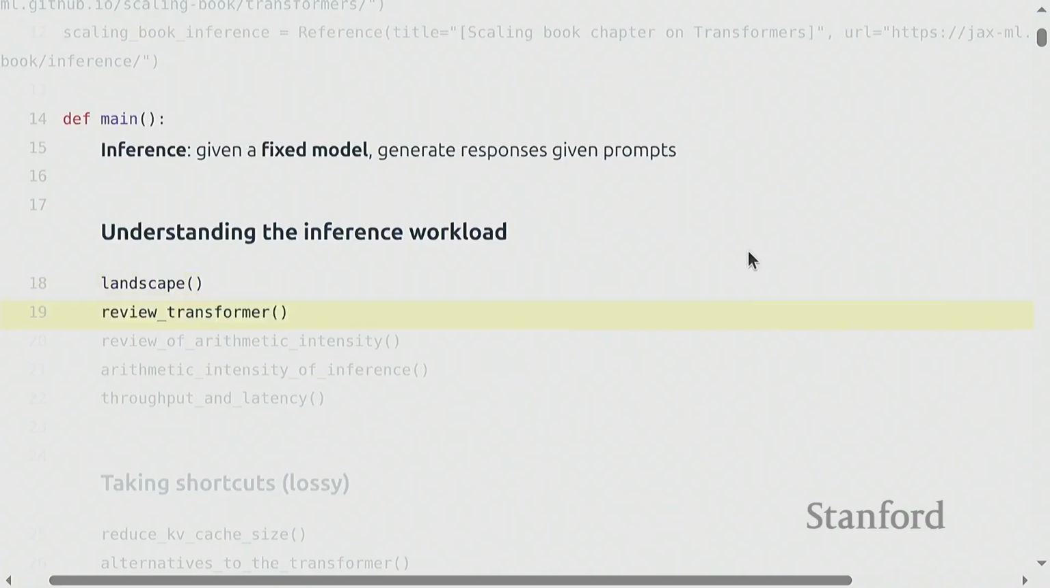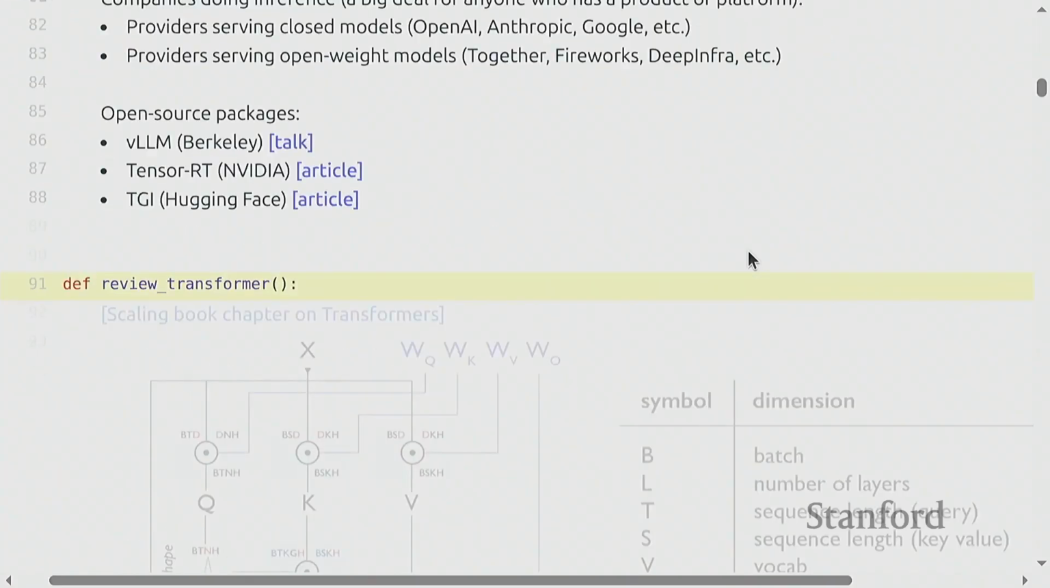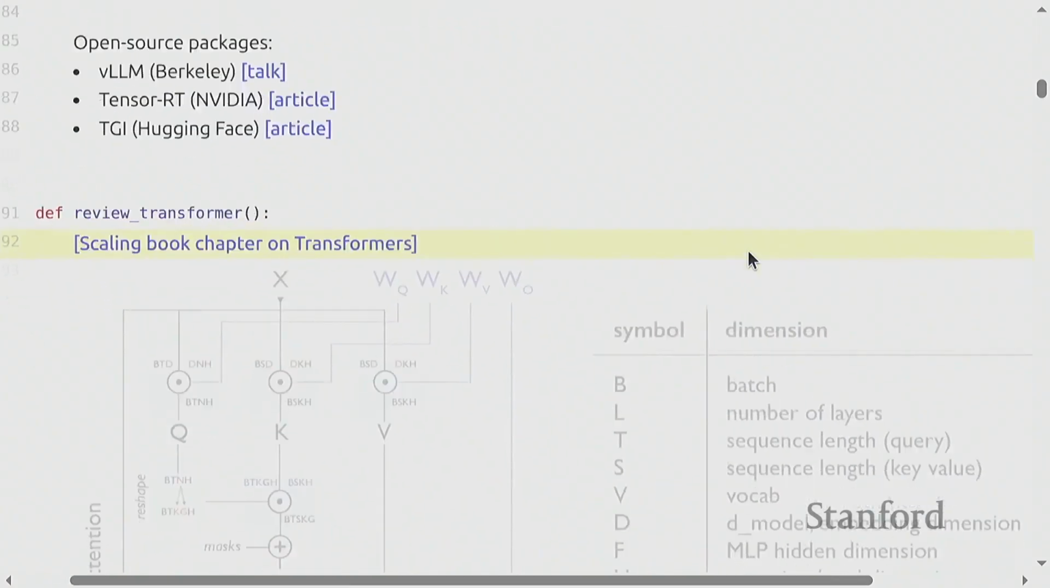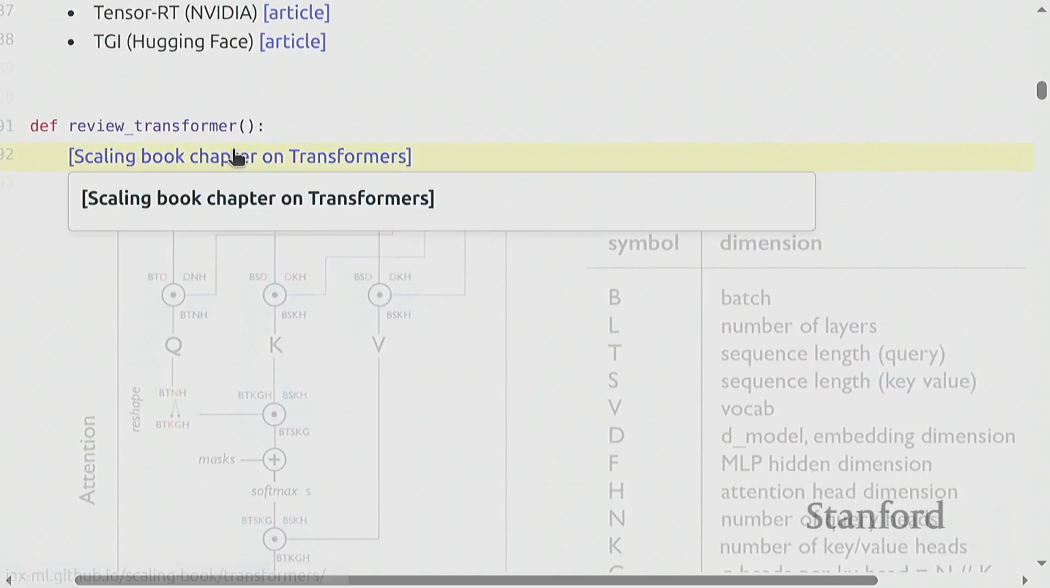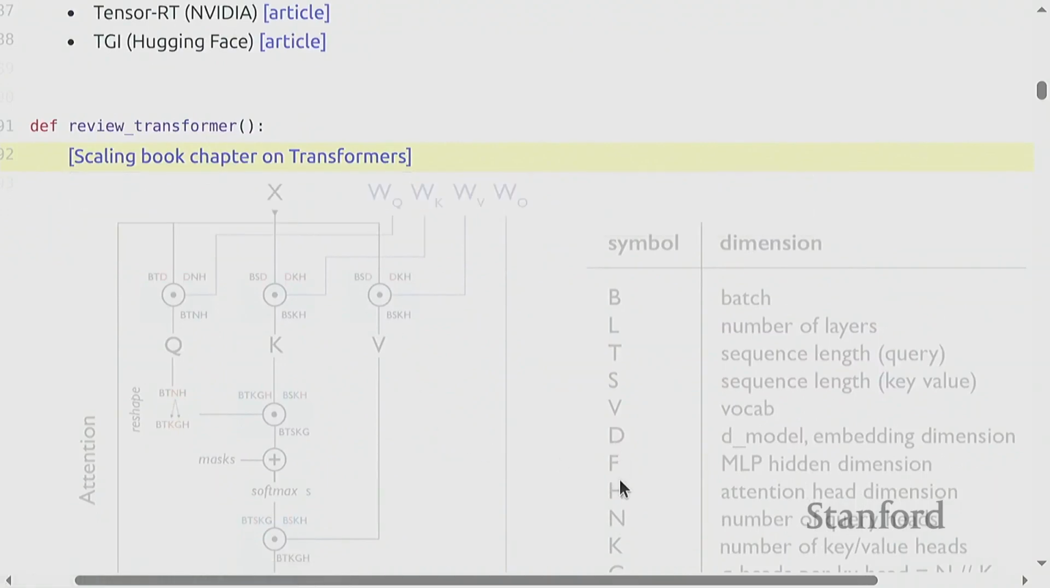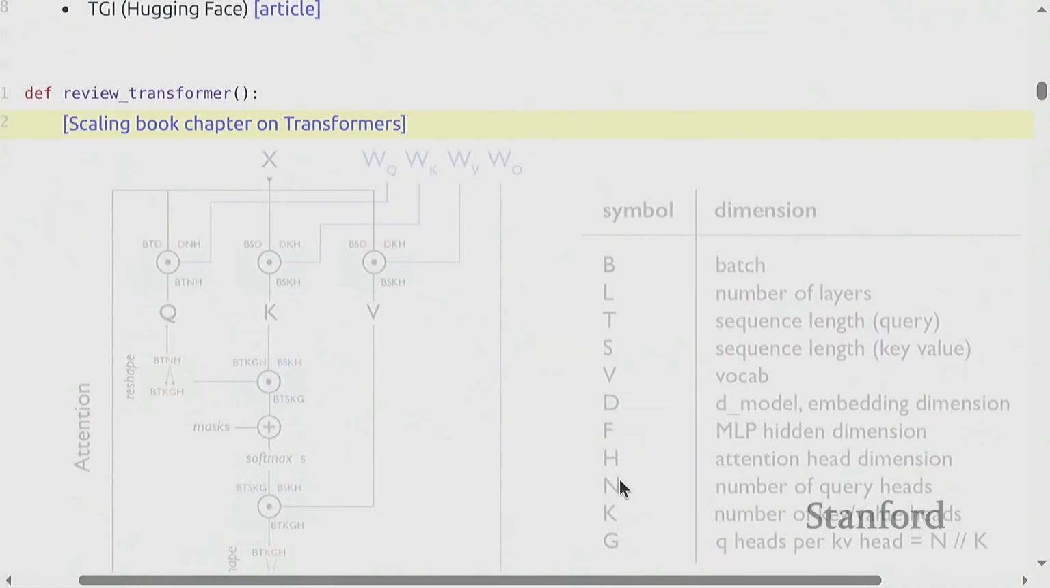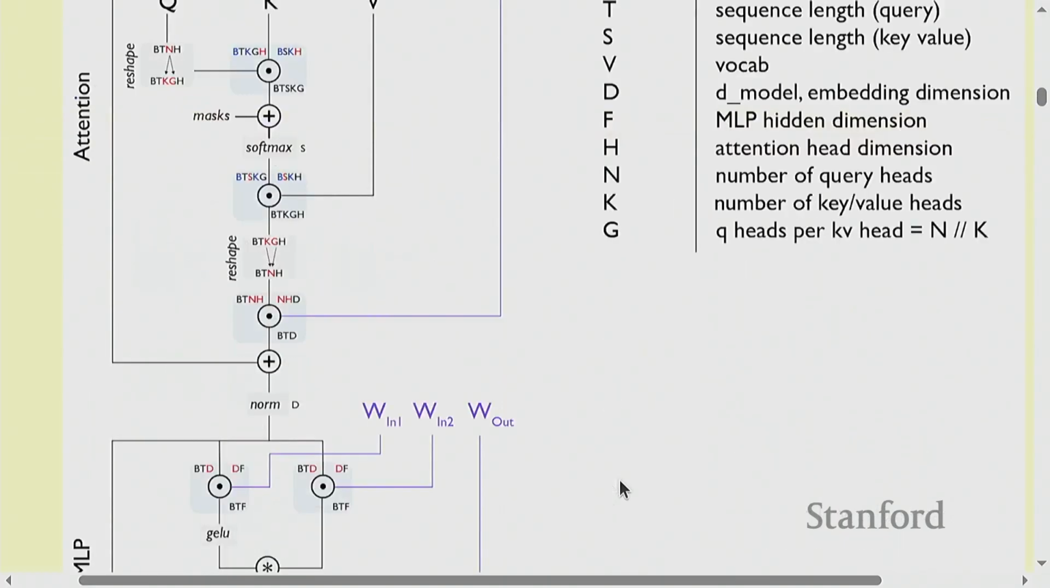Okay, so I want to understand the inference workload in detail. I'm going to review briefly the transformer math that you did in assignment 1, and we talked a little bit about it during the first week of class. This is from the Scaling JAX-ML book, which is something you should really take a look at. I think it does an excellent job of outlining many of the key concepts here.